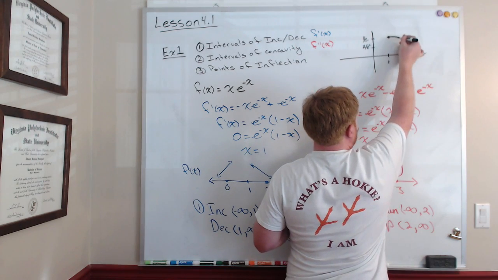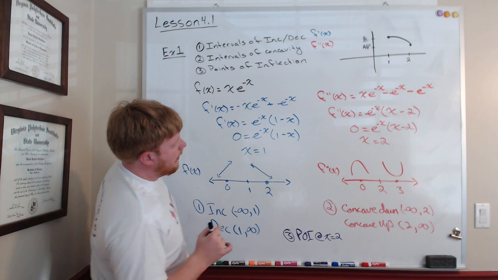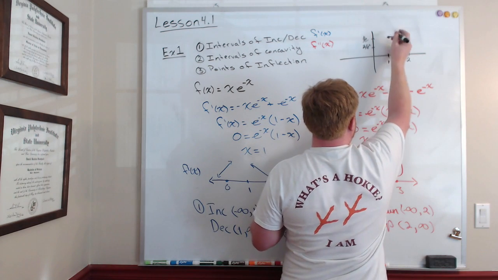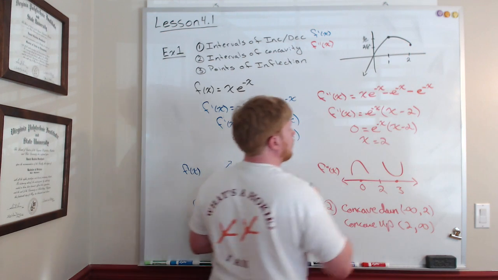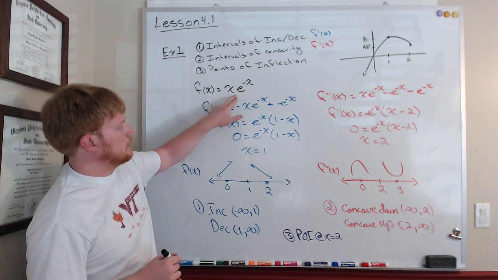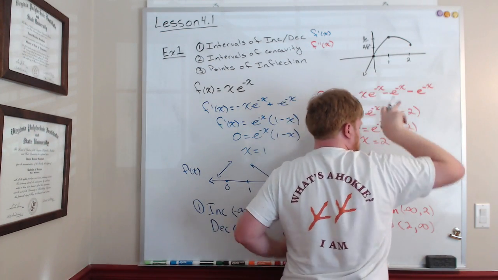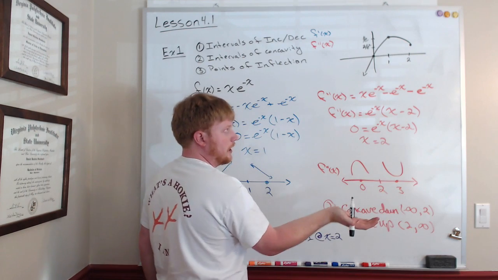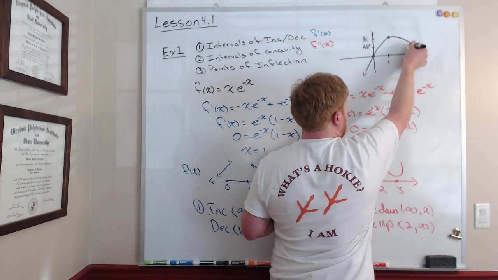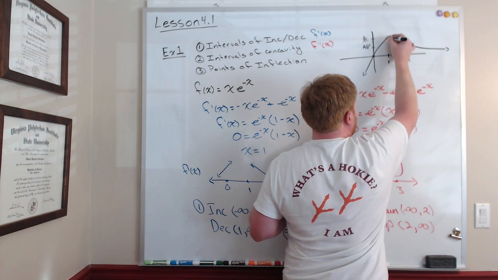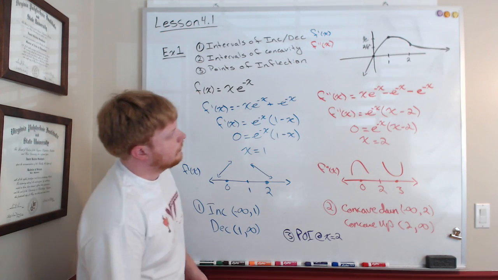So from here to here, I'm concave down. And here to here, I'm concave down. And I believe it does go through 0, 0. If I plug in 0, I get 0. And then from 2 to infinity, I have to be concave up, but also decreasing. Something like that.